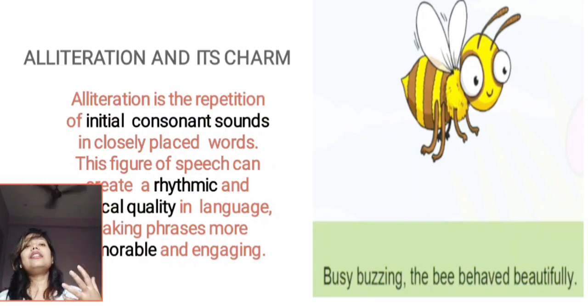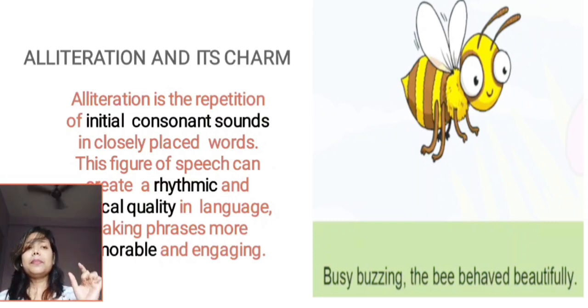This sound repetition is reverberating to our ears, and it is the repetition of the consonant sound. Please remember, this is not the repetition of the vowel sound which makes an alliteration. Alliteration is the repetition of the consonant sound, placed at the initial of a word, and if it comes in a repeated manner, then it is called alliteration.